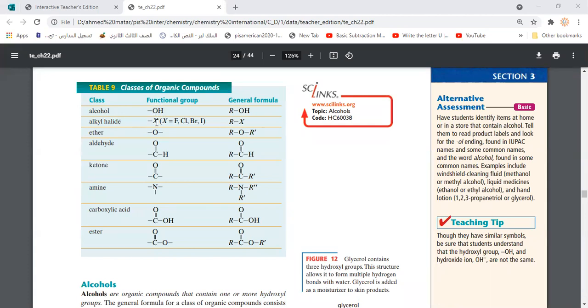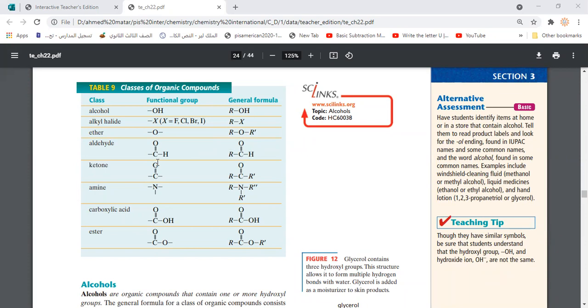Alkyl halides have the X, which is a halogen. Halogens are elements found in group 17 in the periodic table, so it could be fluorine, chlorine, bromine, or iodine. Ethers have the functional group which is an oxygen atom that is bonded by 2 single bonds to 2 different alkyl groups or similar alkyl groups.